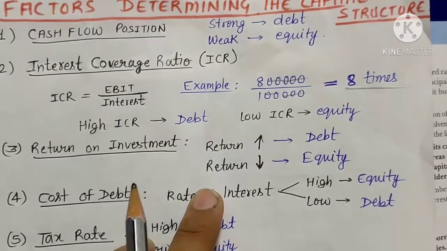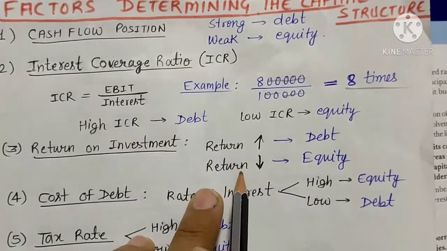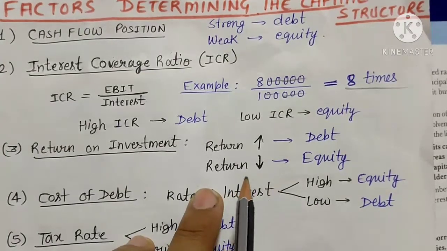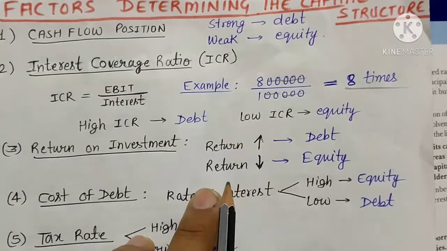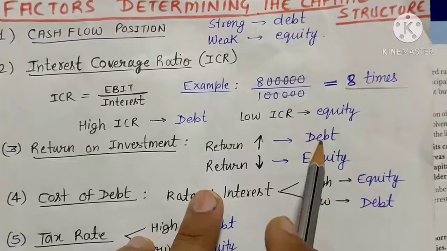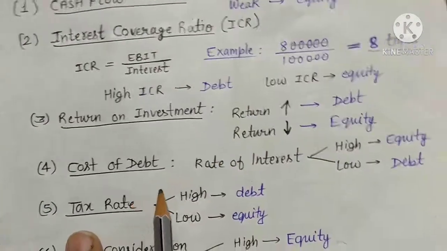But if the company is earning a lower rate of return on investment compared to the interest which they have to pay on debt, then the company should go for equity share capital in their capital structure. Then comes cost of debt.